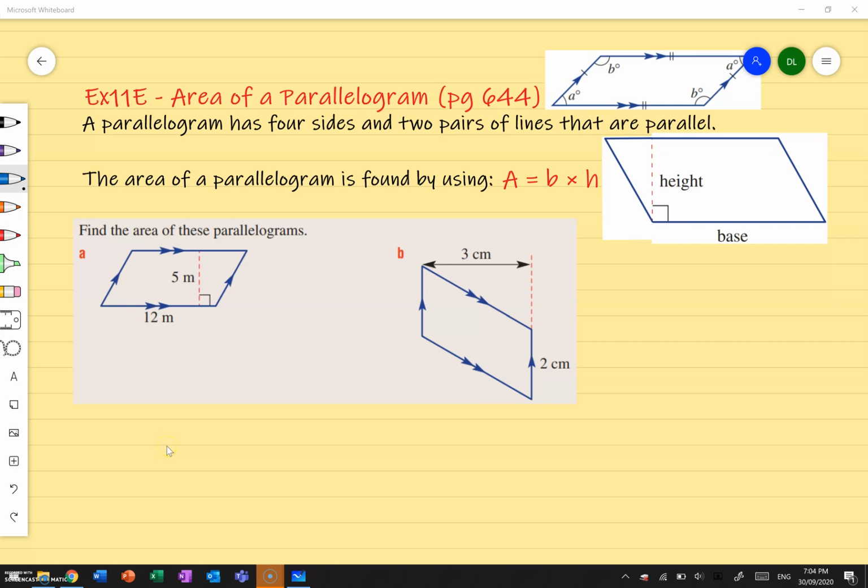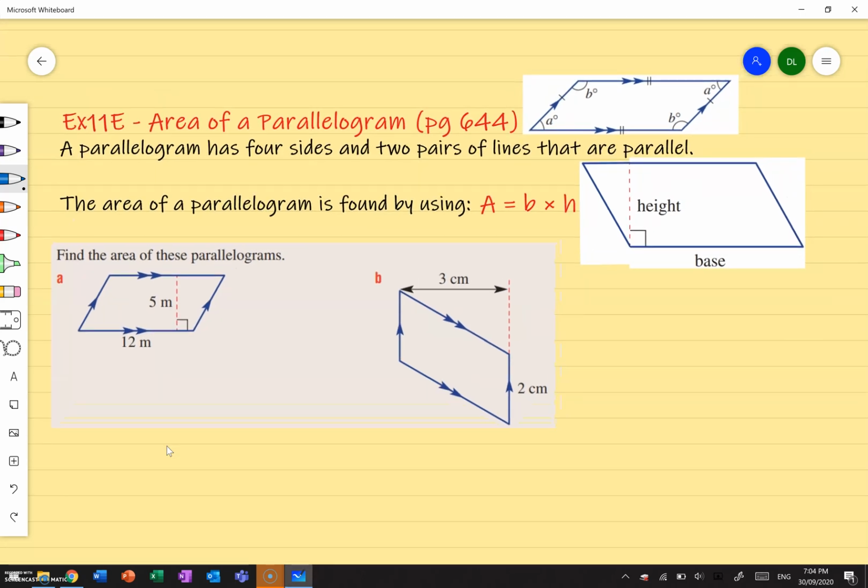Hey Year 7, today we're going through exercise 11E, which is on area of a parallelogram, which is quite a mouthful, but it's on page 644 of your textbook. So, a parallelogram is actually a very interesting shape. It's something that you guys probably haven't seen before, but if you have, awesome.